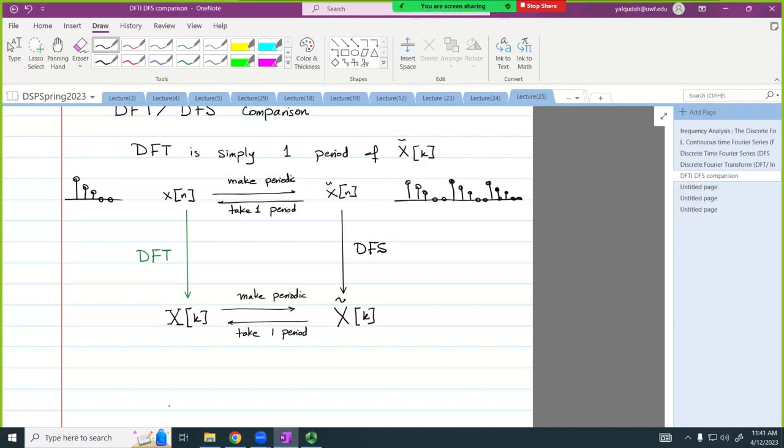Together? So what does this again say? If you have a signal that is periodic, if you take the spectrum, the discrete Fourier series for it, you're going to get a spectrum that is periodic. If you come to this signal, you take one period of that signal, you take the discrete Fourier transform. The discrete Fourier transform is going to be one period of the discrete Fourier series of the periodic signal.